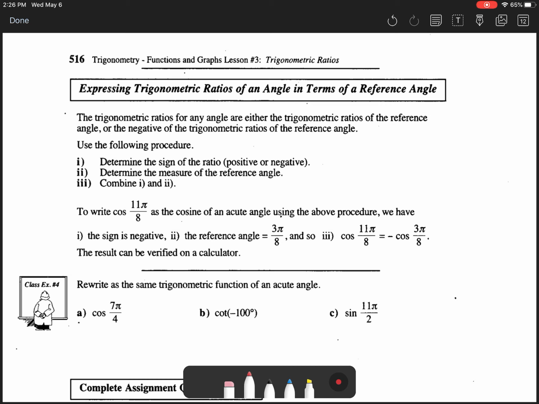So it reads like this. The trig ratios for any angle are either the trig ratios of the reference angle or the negative of the trig ratios of the reference angle. So I'm going to show you how to deal with this. Use the following procedure. Determine if the ratio has a positive or negative sign. Determine what the reference angle is, and then combine 1 and 2 together.